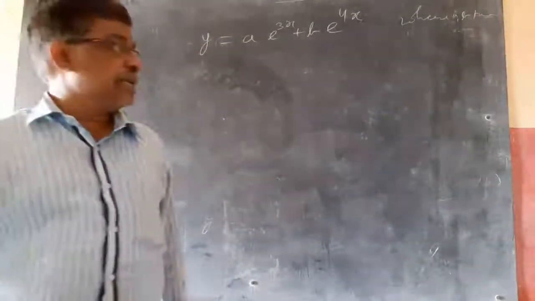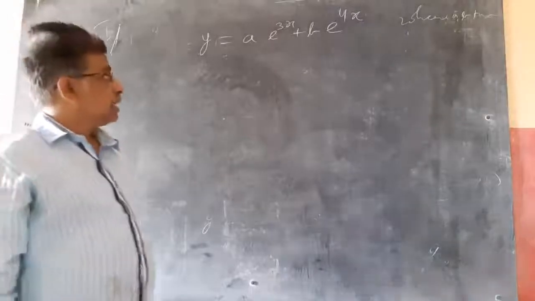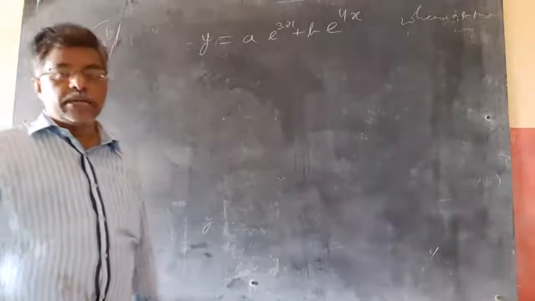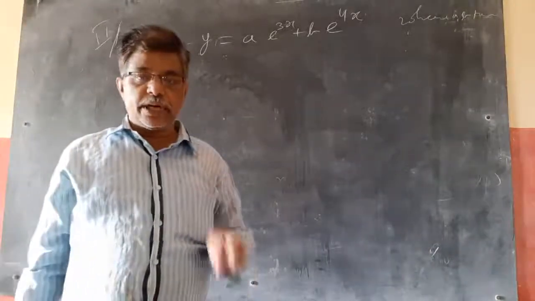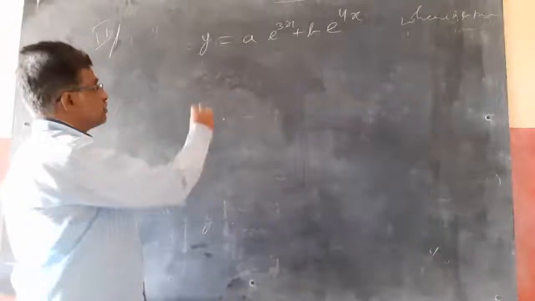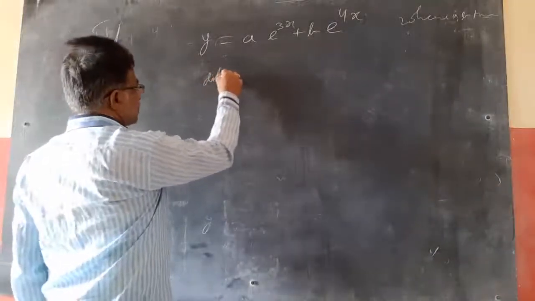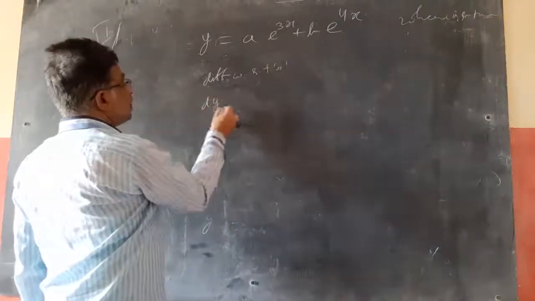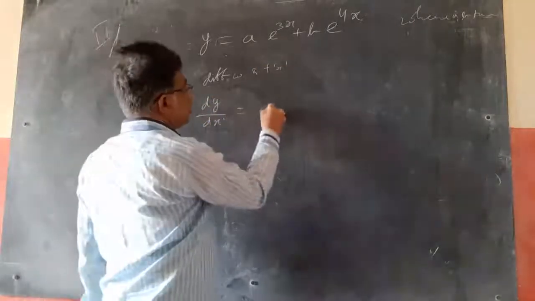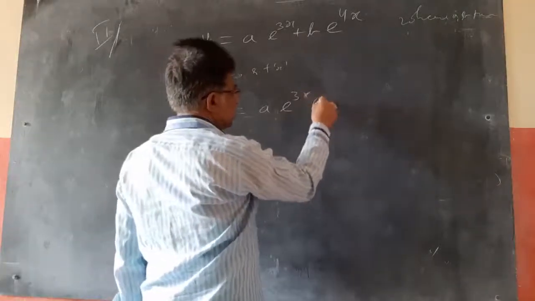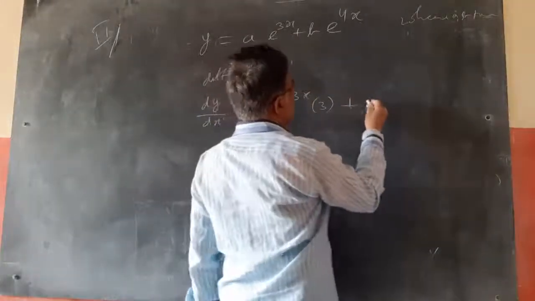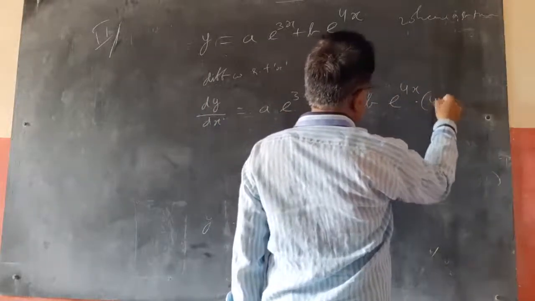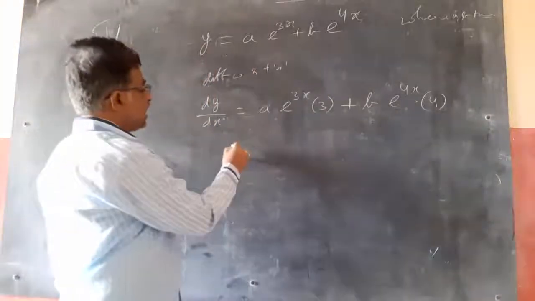Even if it isn't given, you can easily identify the arbitrary constants. Here a and b are arbitrary constants, so two constants are there. You have to eliminate a and b, which means you have to differentiate two times. Differentiate with respect to x. What do you get? dy/dx equals a into the derivative of e^(3x), which is e^(3x) into the inner derivative 3, plus b into the derivative of e^(4x), which is e^(4x) into the inner derivative 4. Again differentiate with respect to x.